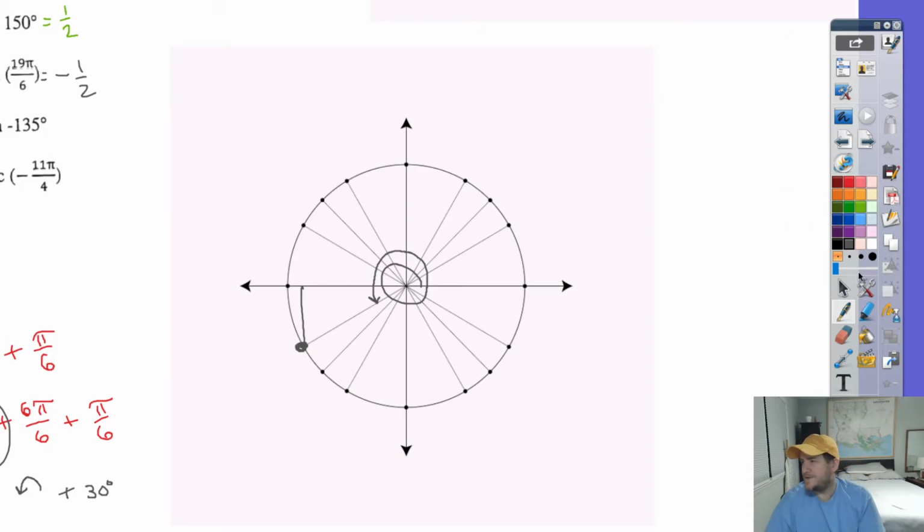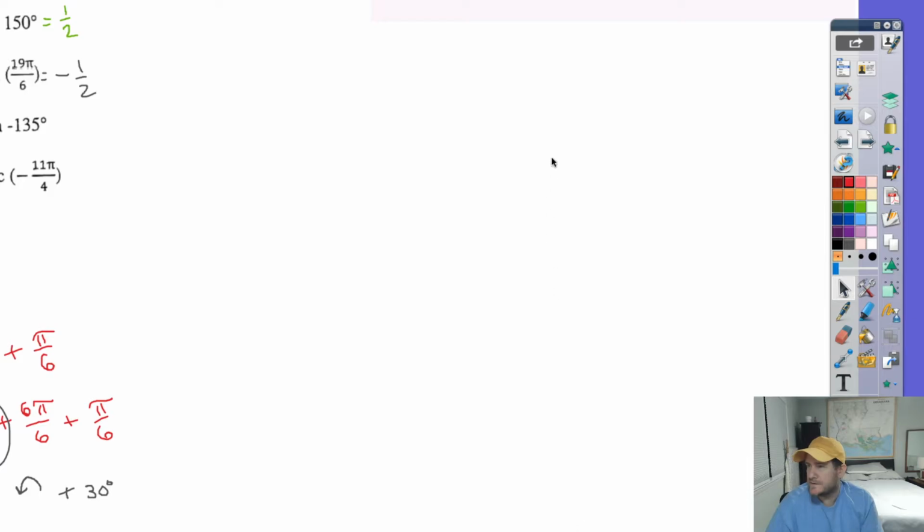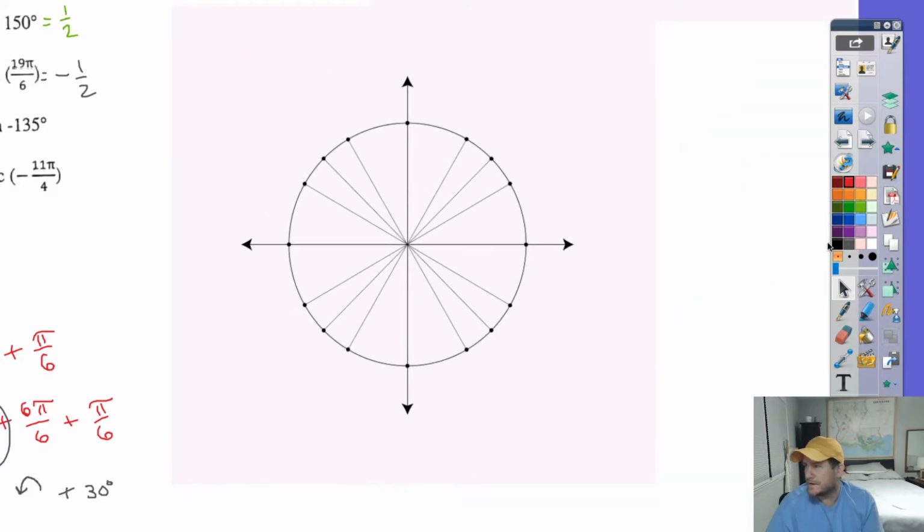All right, tangent negative 135. Negative 135 is going to pop us right here. 135 is a 45-degree reference angle.